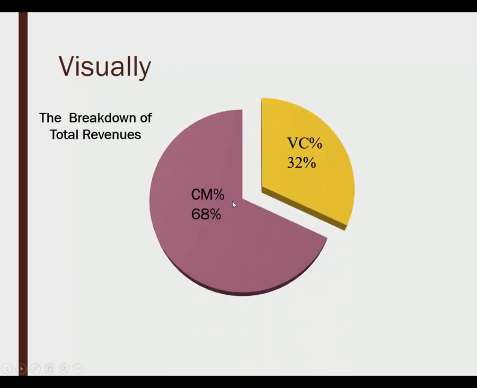So if you think about it that way, our breakdown of our total revenues is really the variable cost percentage, and whatever is left is our contribution margin percentage. Anything that's left over after we've covered our variable cost percentage goes towards our profit and fixed expenses. Okay, so that's the information that we're going to need moving forward.